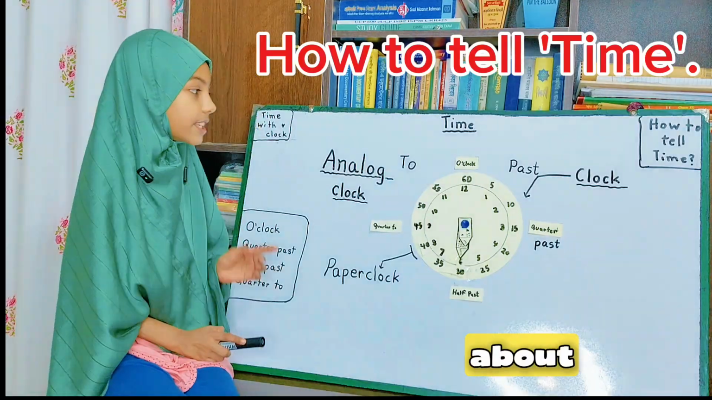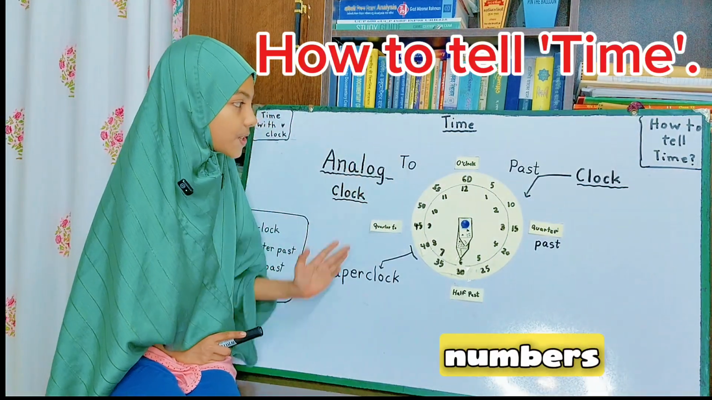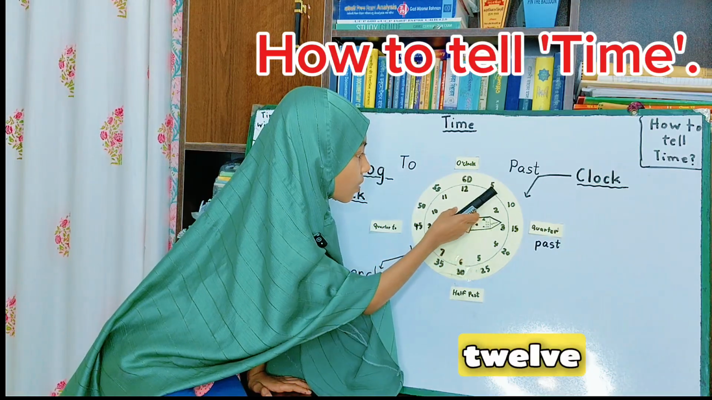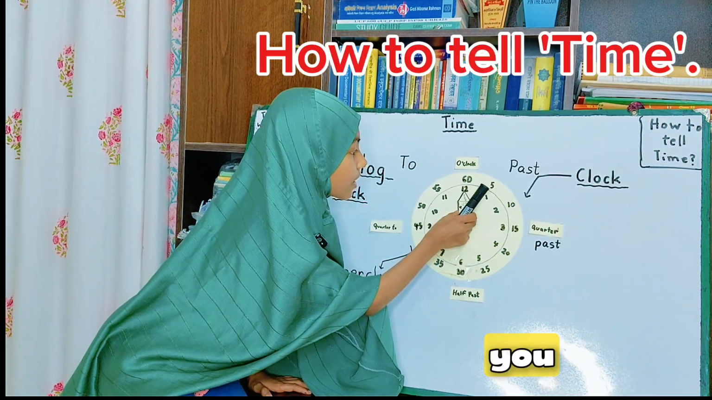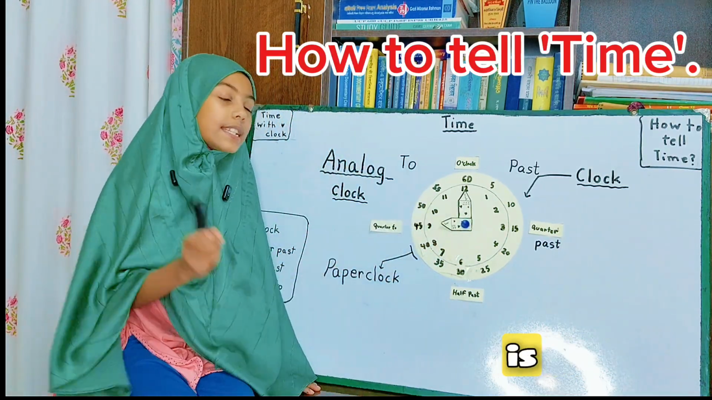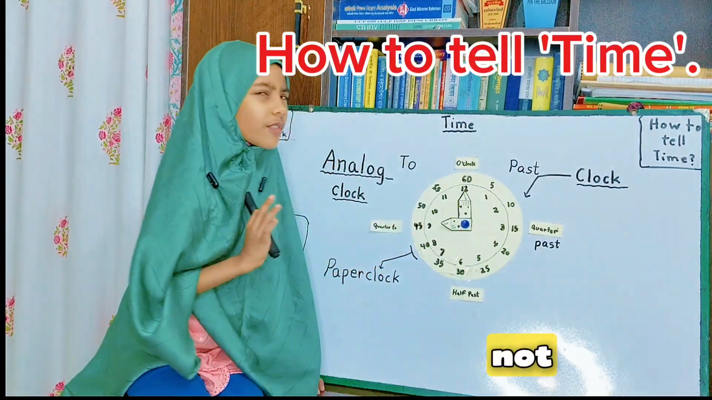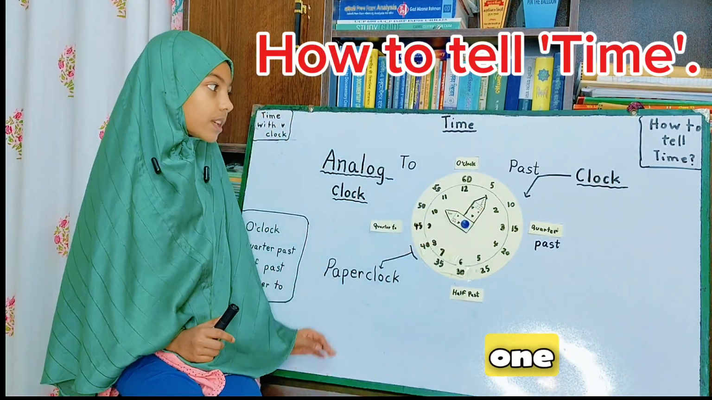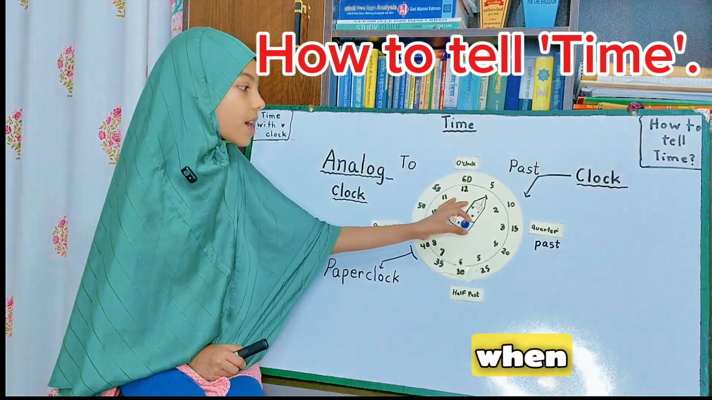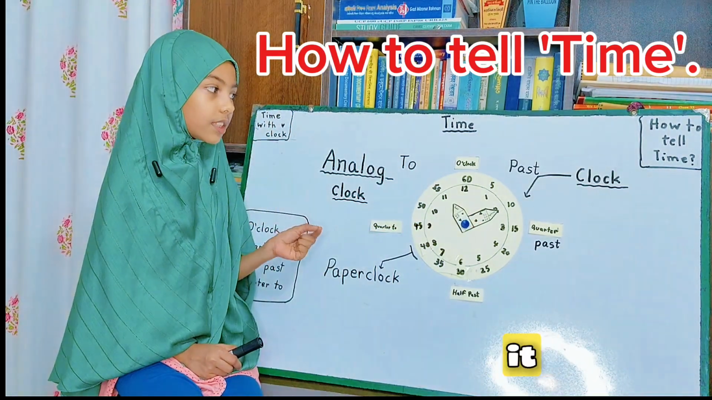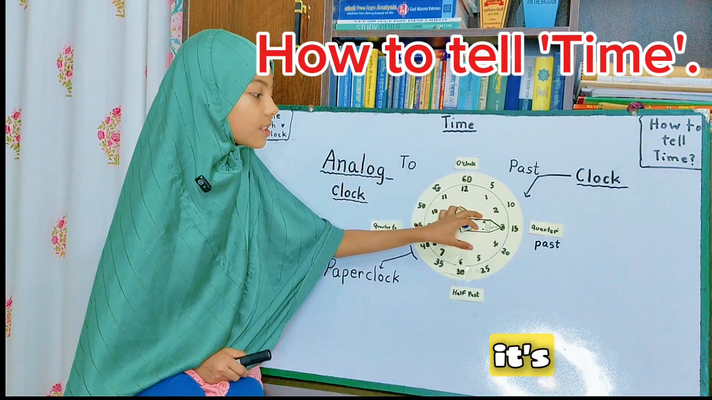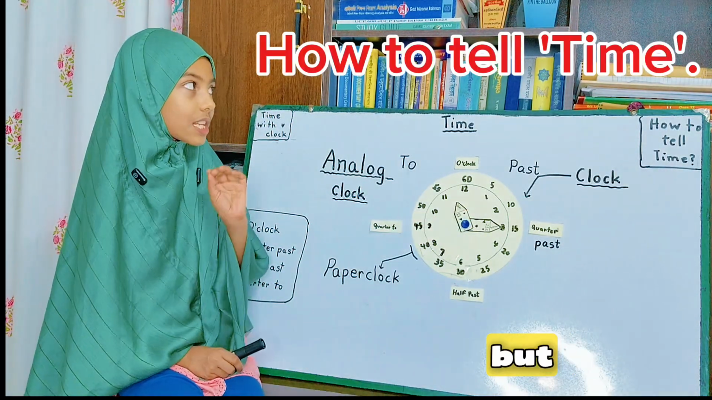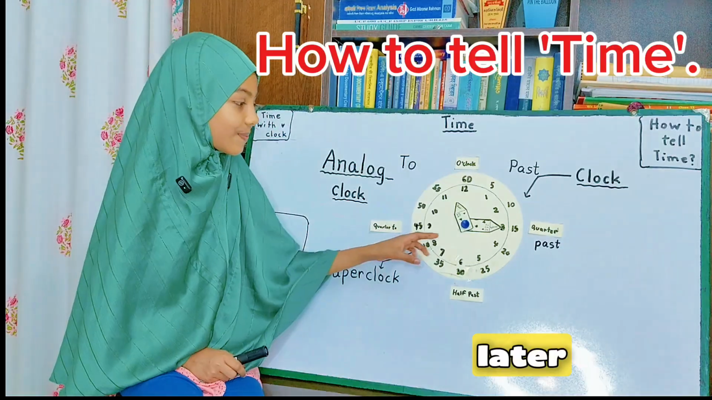So let us talk about the numbers. When the minute hand is on 12, you'll think that 12 is 60. It's not very useful. But when it is on 1, we call it 5. When it's on 2, we call it 10. When it's on 3, we call it 15. But there is another thing, which I'm gonna tell you later.